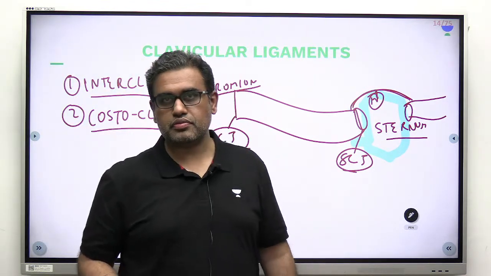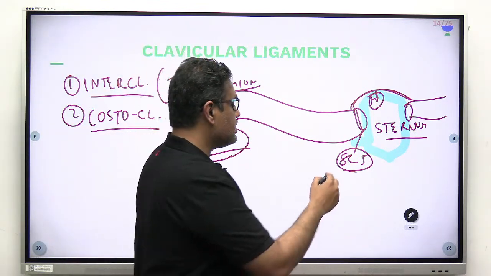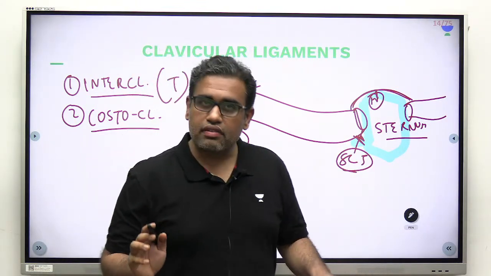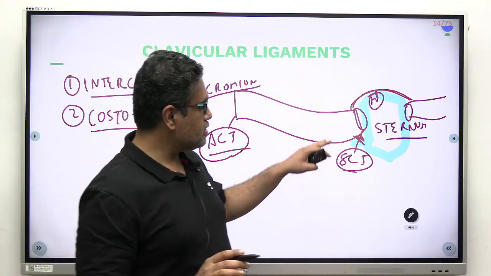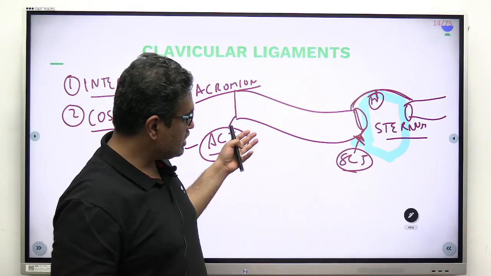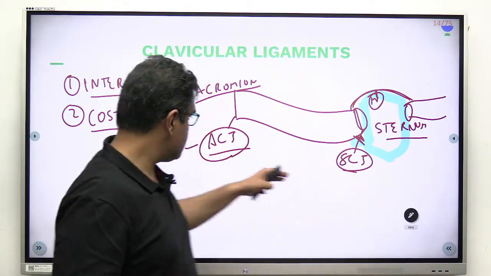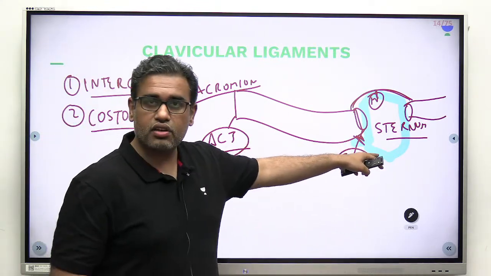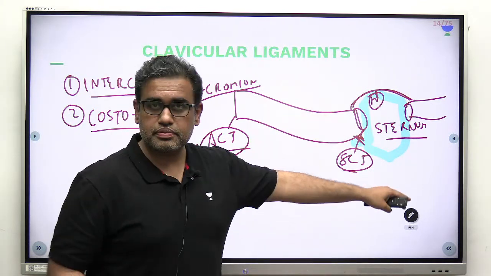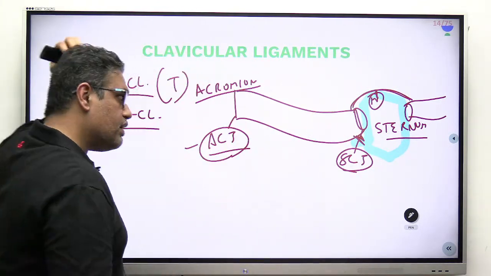Costoclavicular ligament. Very important ligament, because here the weight is being transmitted. Remember, the clavicle is always an appendicular bone, and the ribs and the sternum are the axial group of bones. So it is via the costoclavicular ligament, which is just beneath the medial end of the clavicle, that the weight is being transmitted from the appendicular to the axial skeleton. Very important ligament is this costoclavicular ligament.